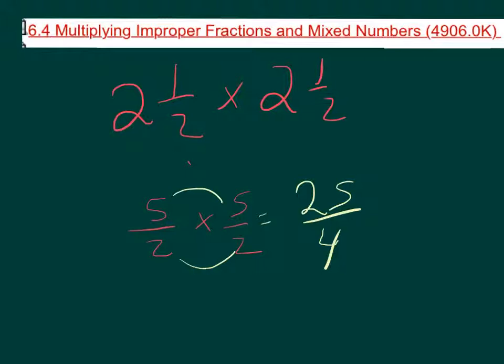Now, don't leave your answers as improper. I want them changed back to a mixed number. So you ask yourself, how many times does 4 go into 25? Well, 6 times 4 is 24. So 6 wholes. But 6 times 4 is 24, so there's 1 left over, all out of 4. So the answer is 6 1/4.